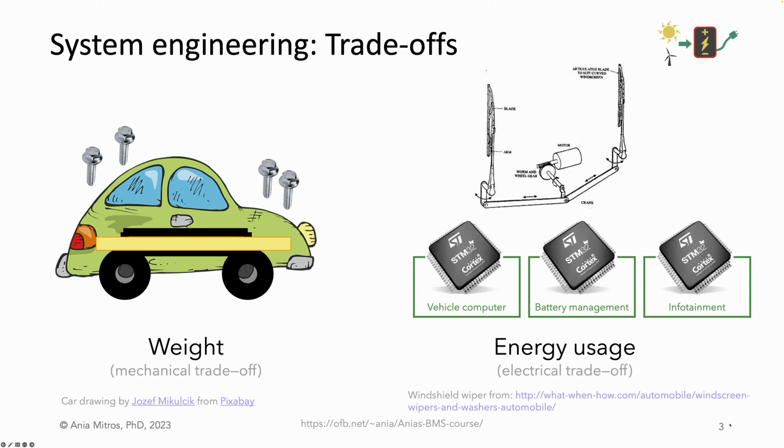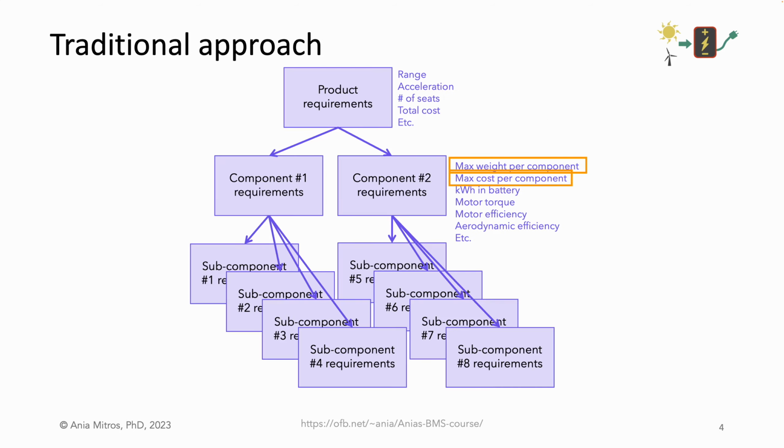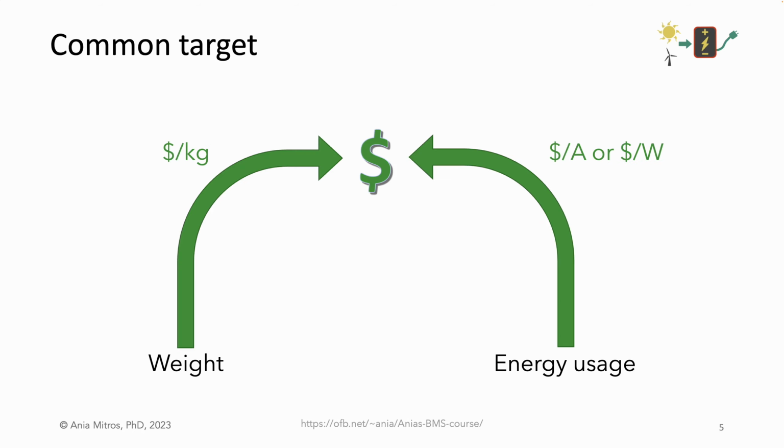How can we make sure that each team uses the same optimization criterion to optimize weight versus cost, or energy versus cost? One approach, a traditional one, is to have a systems engineer or systems architect allocate how much of the total weight and cost and power budget goes to each component, and then to each subcomponent. An alternative approach is to distill certain system-wide targets like weight and power into a common target. Dollars are a good one.